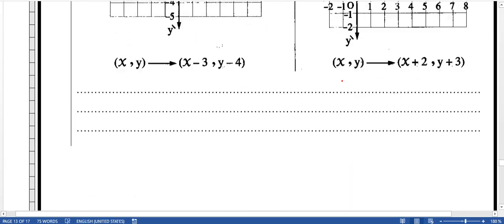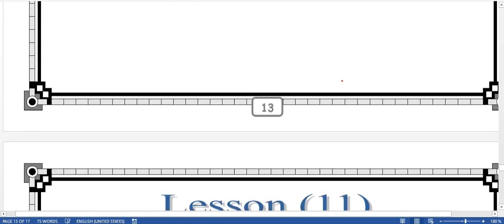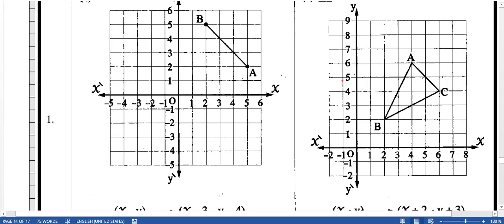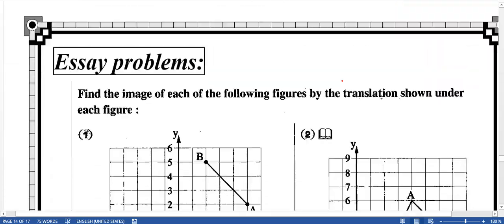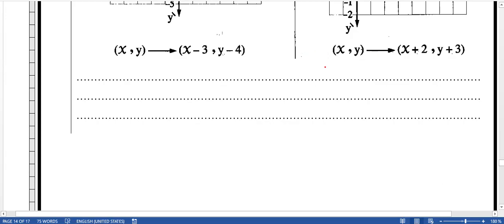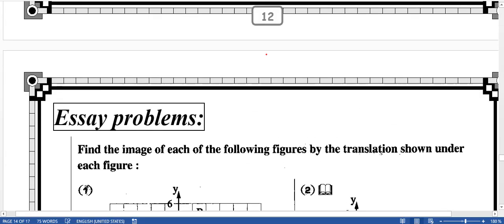The same here. It's for you to solve. Okay? As I did here, we will do the same here as I did. Thank you and goodbye.